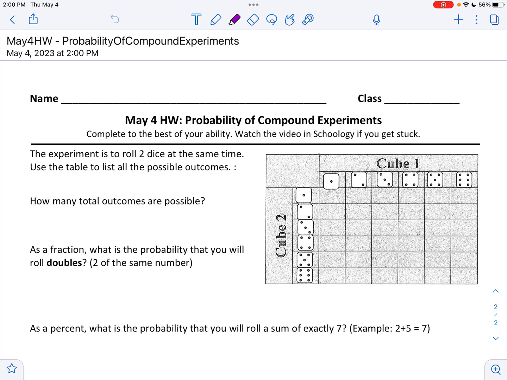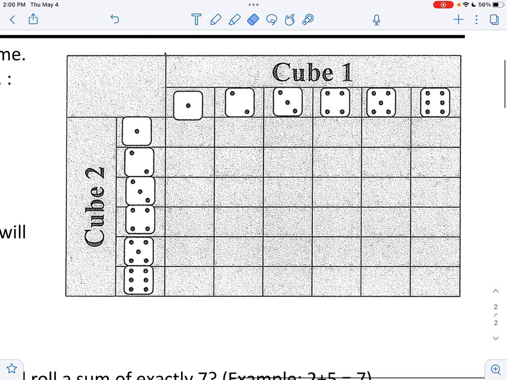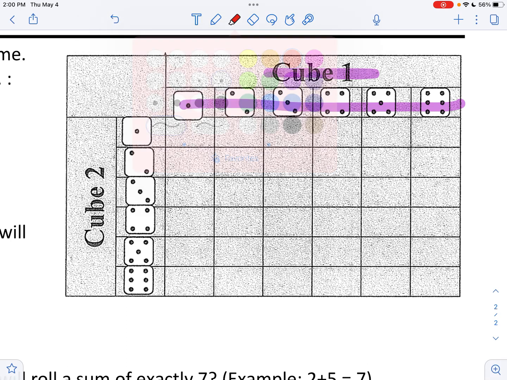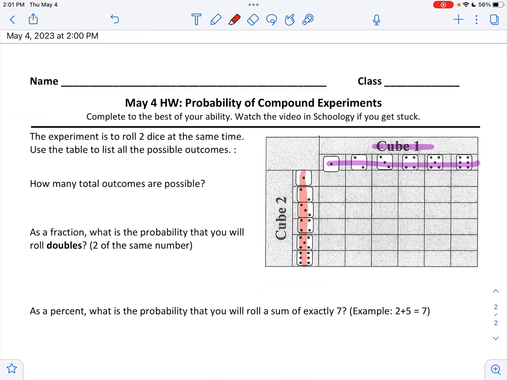Hello, 6th grade. Today we are working on probability of compound experiments. So down below you can see that there is a table for us to use. It says cube 1, so that's dice. This is the first one. And this is the other cube right there. Right? So we're going to roll 2 dice at the same time.